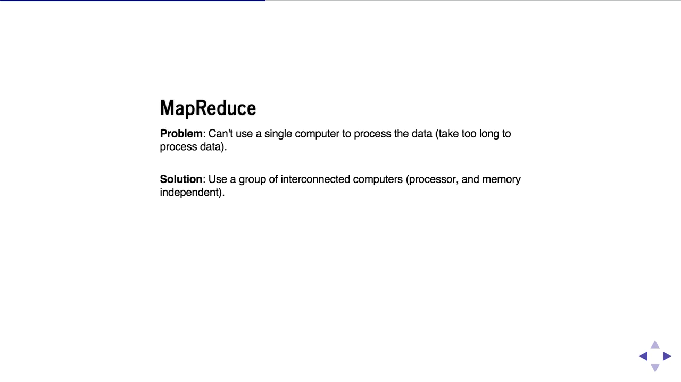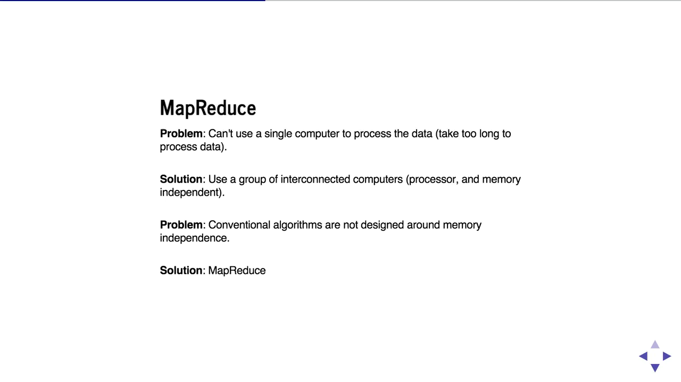So what we do is use a group of interconnected machines. But the problem with this is it's processor and memory independent. So you can't just use your current set of algorithms, which basically assume that we have the same exact memory available to every processor and to the whole algorithm. So we have to basically change our paradigm a bit, and we sometimes have to make new algorithms so that they're not memory independent. And the solution to this mainly is MapReduce.